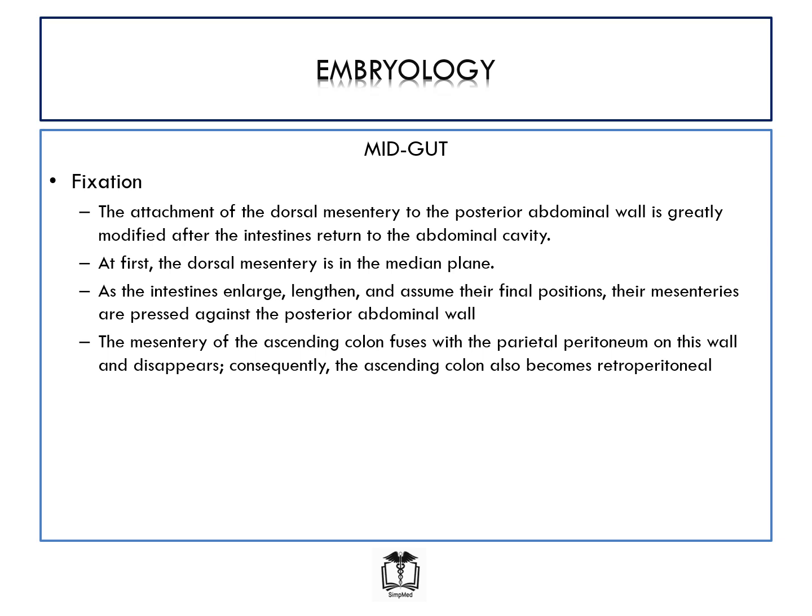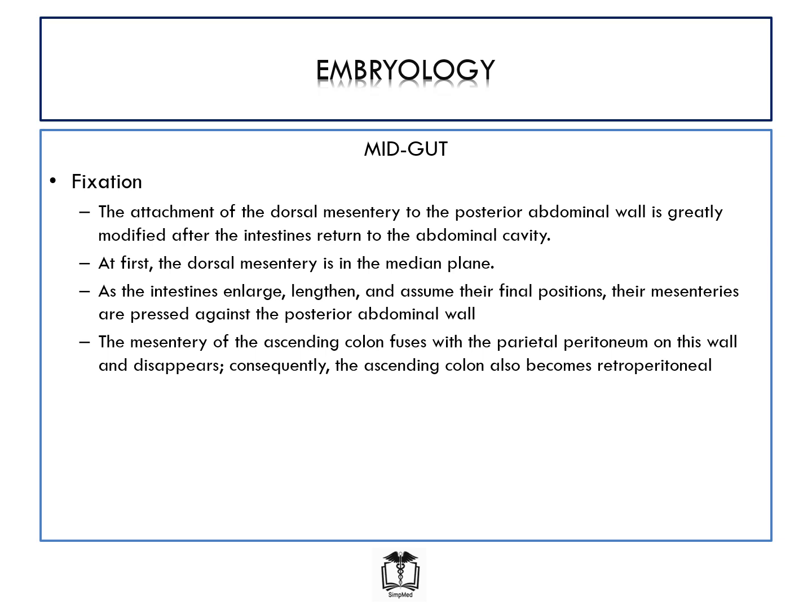The final aspect of the embryology of the midgut tends to be the point of fixation. So fixation is practically the attachment of the midgut to the posterior abdominal wall. The attachment of the dorsal mesentery to the posterior abdominal wall tends to be greatly modified after the intestine has returned. At first, usually the dorsal mesentery tends to be in the medial plane, and as the intestine tends to enlarge, lengthen, and assume its final position, the mesentery will eventually be pressed on the posterior abdominal wall.